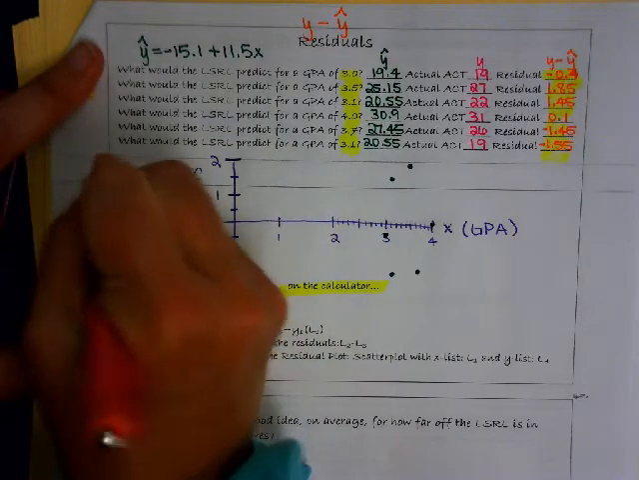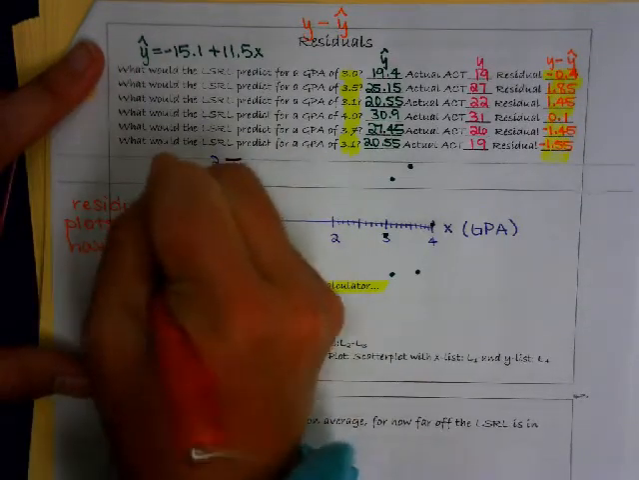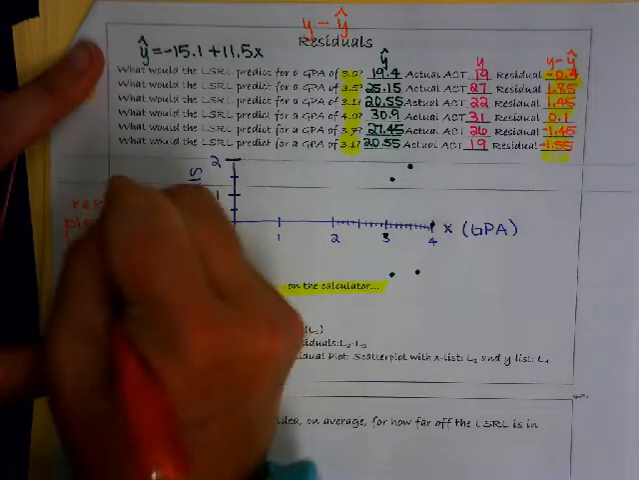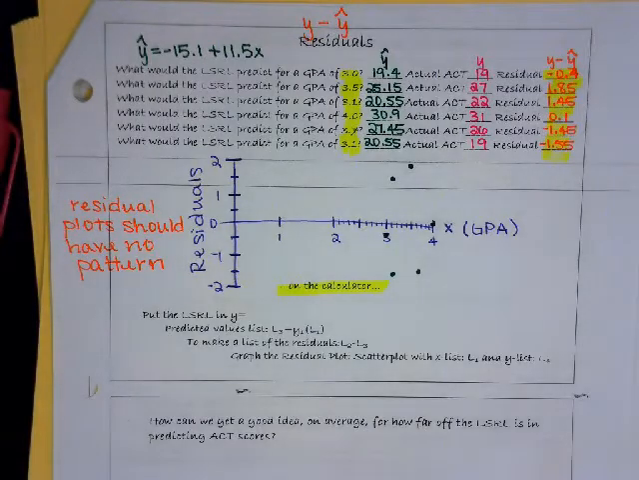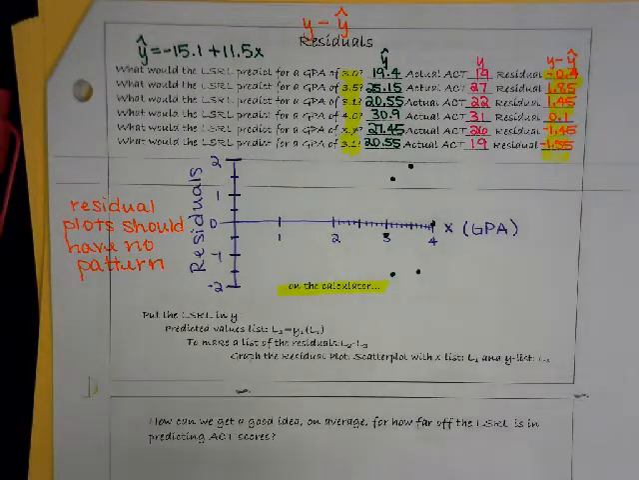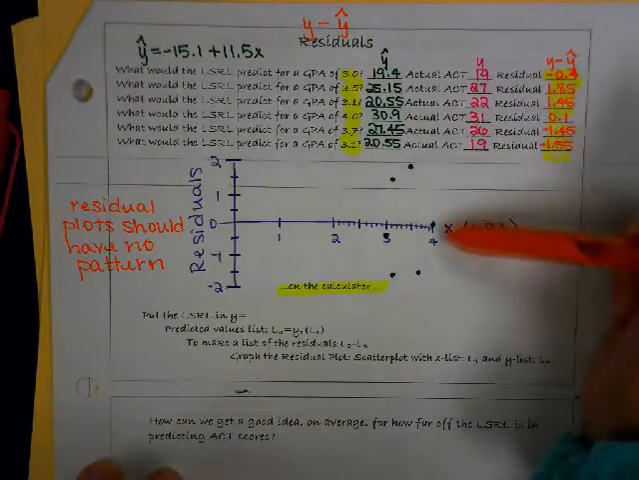And residual plots should about equally, I mean, if you have an odd amount of data, you're not going to have an equal amount above and below. But it should about equally split the amount of points above and below. Data should be evenly split.